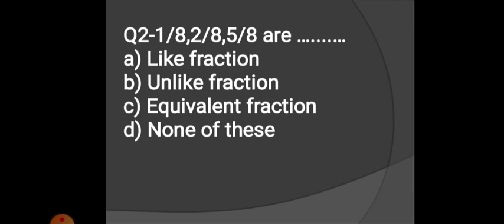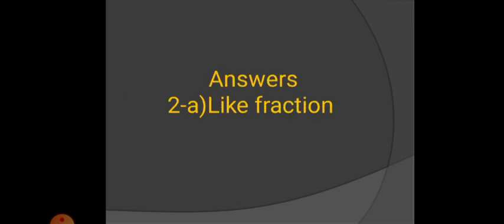Question 2. 1 upon 8, 2 upon 8, 5 upon 8 are dash. Means you have to tell what type of fractions these are examples of. Options are A like fraction, B unlike fraction, C equivalent fraction, D none of these. So now let's see what the answer of this question is. The answer is option A like fraction, which means the example was of like fractions. Now let's move to another question.